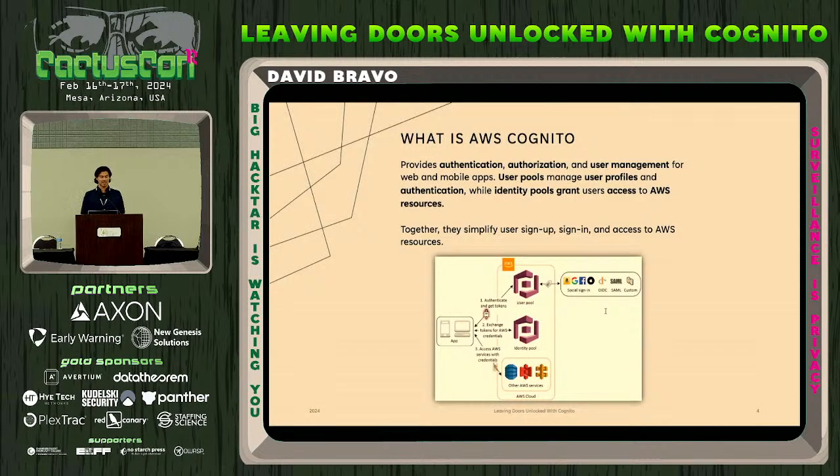Let's talk about AWS Cognito. So AWS Cognito is a service that AWS provides, and it abstracts a lot of functionality related to authentication, authorization, and user management for web and mobile apps. The client or the front end can be basically anything, but it abstracts a lot of that information.